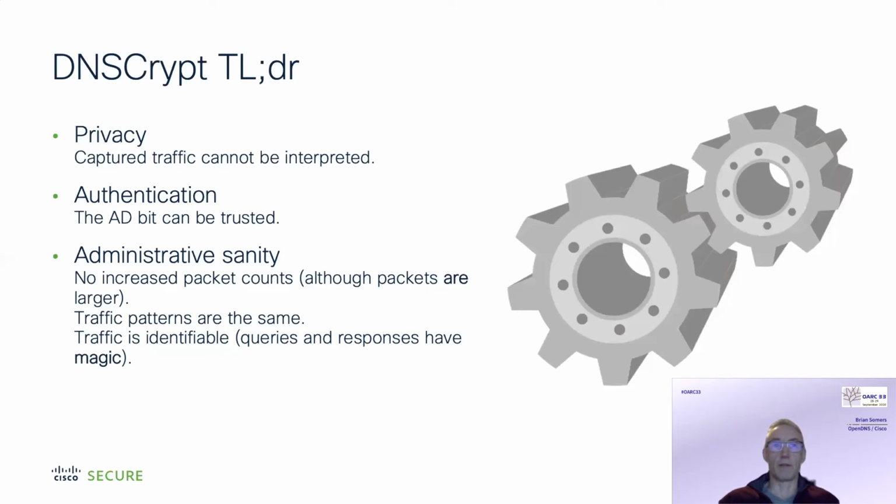And the most important thing is it gives us administrative sanity. So there's no increased packet counts. It's pretty much the same sort of DNS protocol. There are UDP queries being sent out. They all have 4K buffer sizes rather than short buffer sizes to avoid fragmentation. But other than that, if the response is too big, then it's requeried over TCP as you'd expect with normal DNS. The DNSCrypt traffic usually goes over port 443, but certainly in our environment, it can go over port 53 as well.